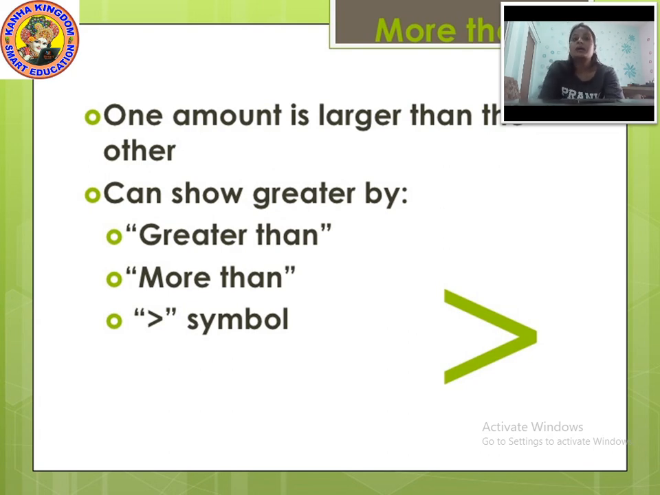Now look at this slide. This sign can show greater than. This sign we call greater than, or we say more than. This is the symbol of greater than or more than.